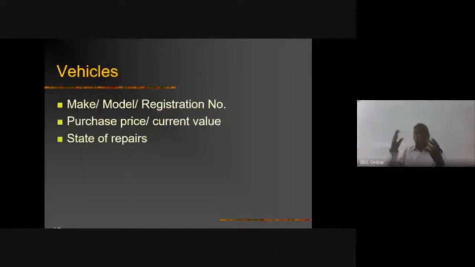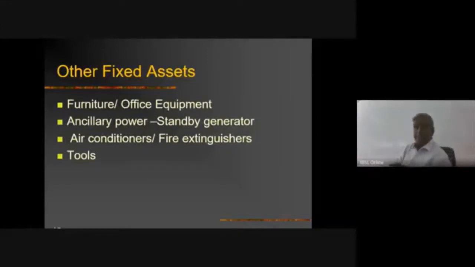Then the vehicles. They may have vehicles. Take down the make, model and registration numbers of the vehicles. What was the purchase price? What may be the current value? What is the state of repairs of the vehicle? Collect that information. Other fixed assets: furniture, office equipment, ancillary power, standby generator, air conditioners, fire extinguishers, computers, computer systems, tools. These are other fixed assets, so take down that information. What are the other assets? What is the current value? What is the state of repairs? Collect all the information in regard to fixed assets.